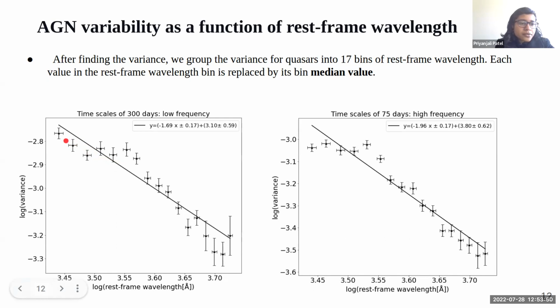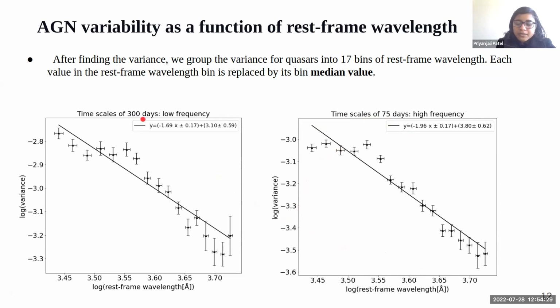So here in this figure, we find the decreasing trend of the variance with the increasing rest frame wavelength. Also, we did this analysis for the time scale of 75 days, and we find the anti-correlation. And in addition to that, we find another result, that is the slope is steeper for the time scale of 75 days for this plot of variance versus rest frame wavelength as compared to the time scale of 300 days.